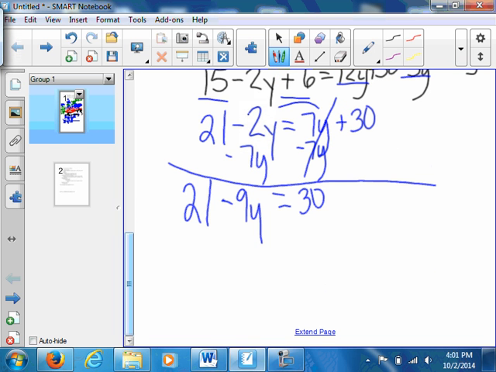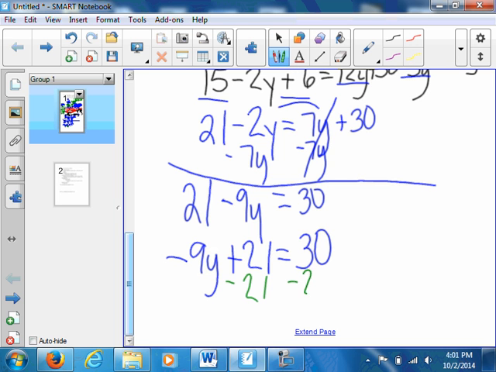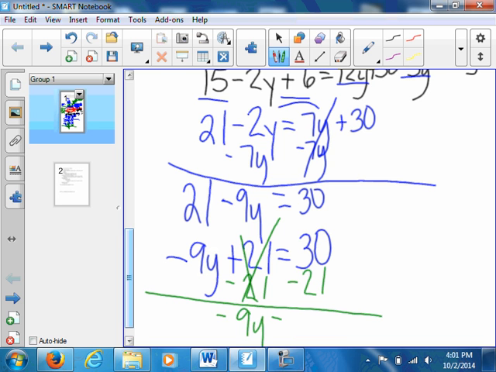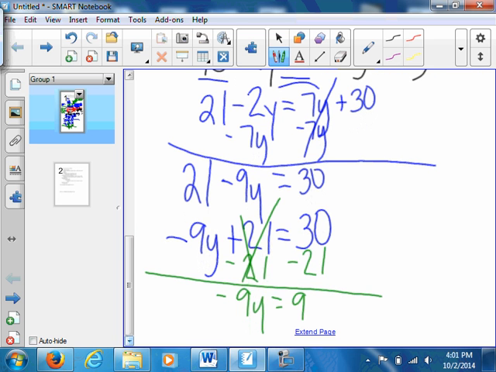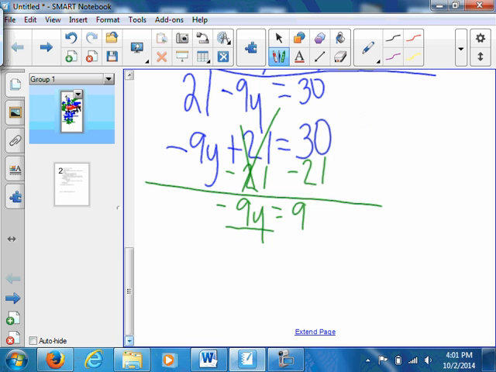Now it's a two-step equation. Maybe you want to write it like this. Negative 9y plus 21 equals 30. Subtract 21 from both sides. Negative 9y equals 9. Divide by negative 9. Y equals negative 1.